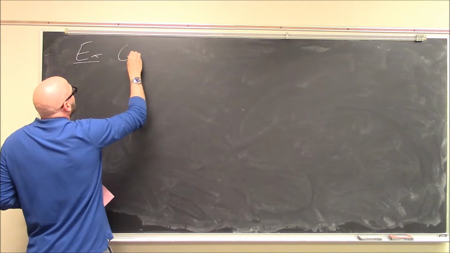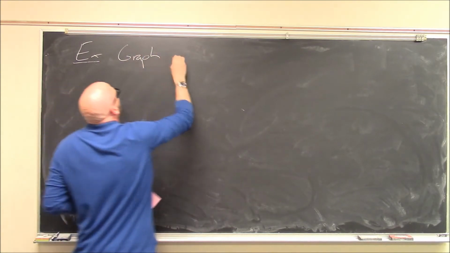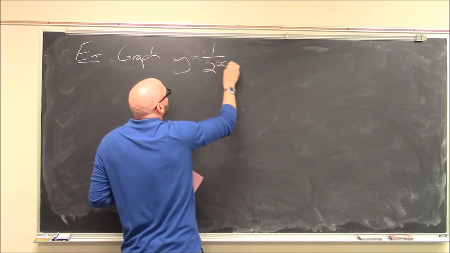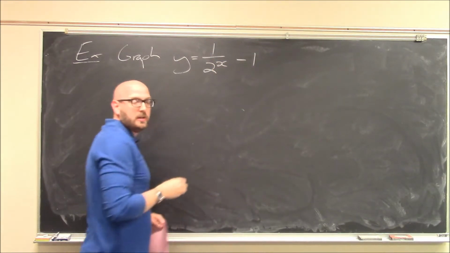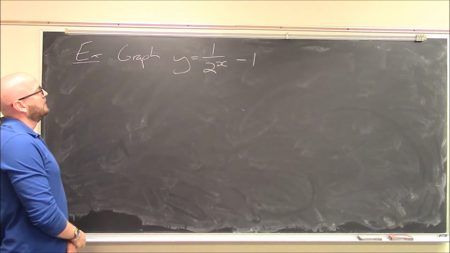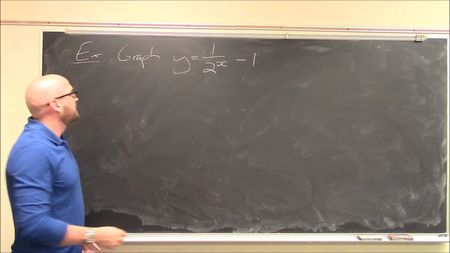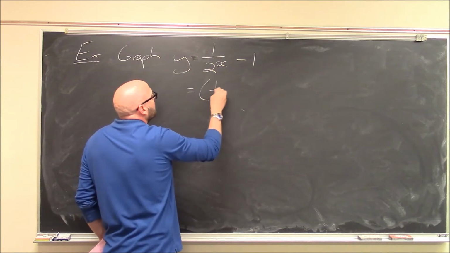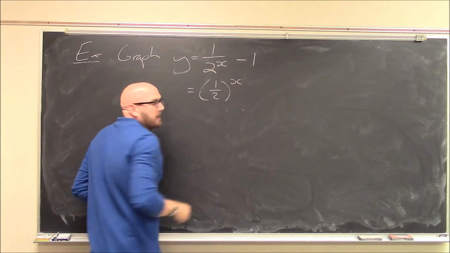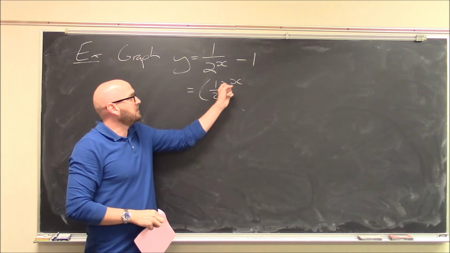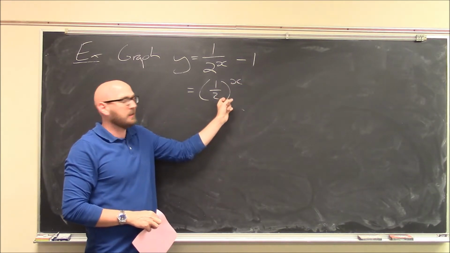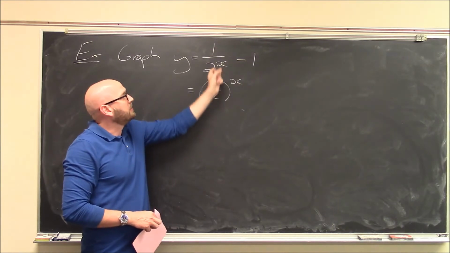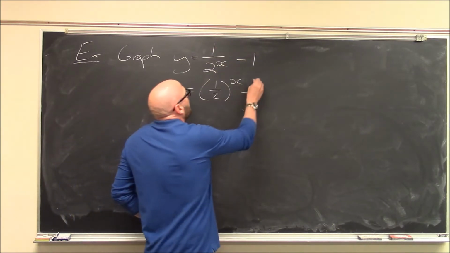For example, let's say graph y equals 1 over 2 to the x, minus 1. Well, in what sense is this an exponential function? I just need to rewrite this. 1 over 2 to the x is actually the same as 1/2 to the x. If you distribute this out, I'd have 1 to the x up top over 2 to the x on the bottom. Well, 1 to the x is still just 1, so I've got 1 up top, and 2 to the x on the bottom, minus 1.